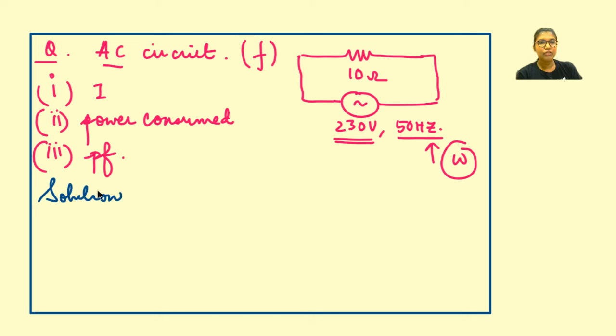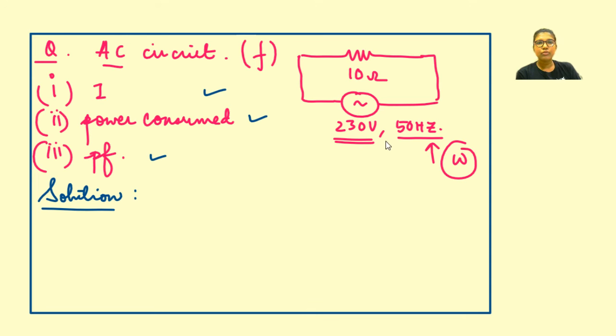Is the question understood to all? Given a resistor having resistance 10 ohms connected across an AC supply of 230 volts, 50 hertz, we need to compute the following. Is the question understood to all? Okay, let us begin with the solution then.